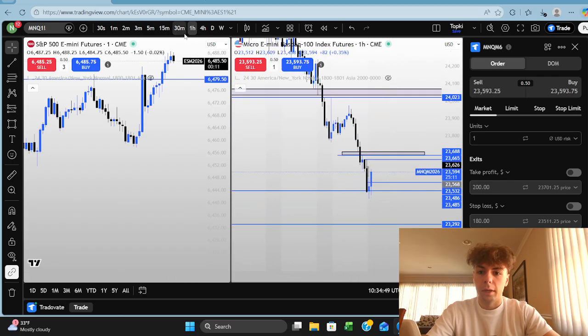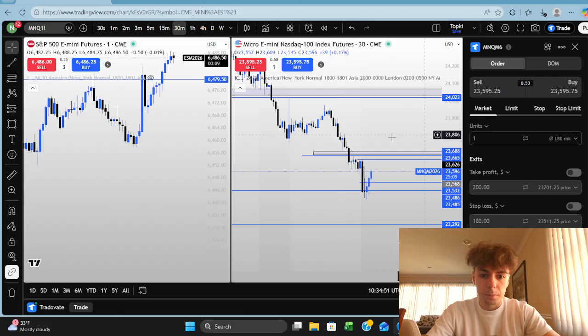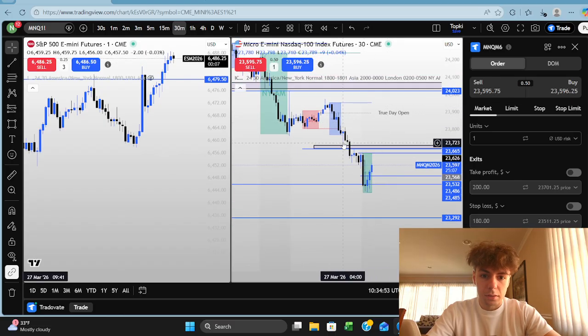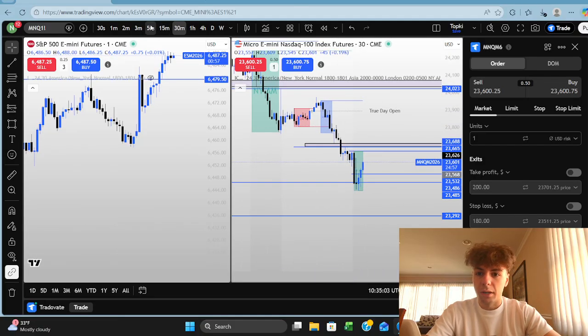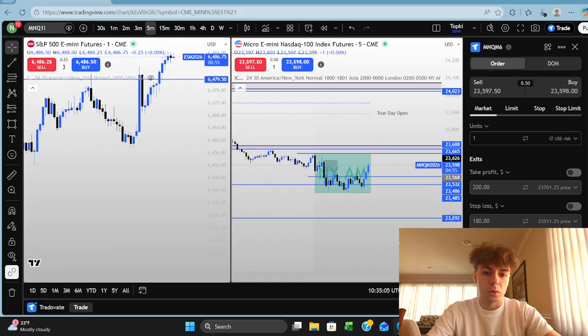So next, I want to see what are my draws on liquidity. Based off of this, market opened right here. So we had London highs all the way up here, but we're not bullish, and it was like 300 points away. So what did I see? I just knew that we are going to want to come and take out the most recent lows that we made.